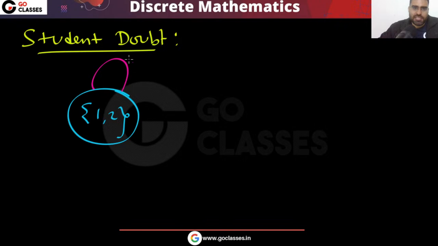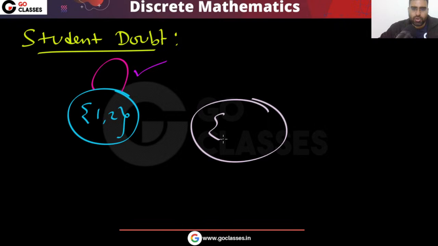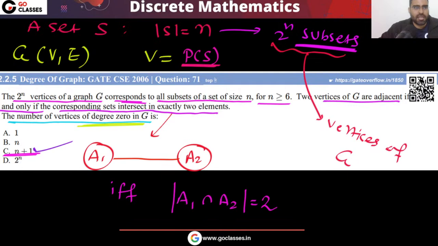So all the two-sized subsets, like if you have 2, 6, will have self loop. All of them will have self loop. But what I'm saying is that in this question, it does not matter. What the question is asking, it does not matter. So this question number 1 is over. Is this clear? So a very beautiful question. The answer is N plus 1. These many isolated vertices we have.